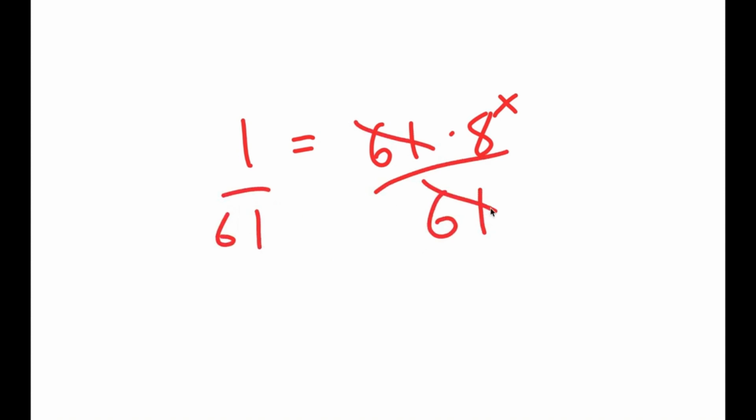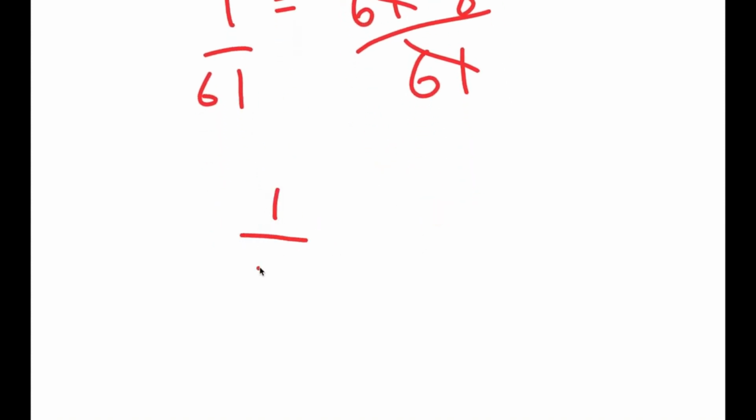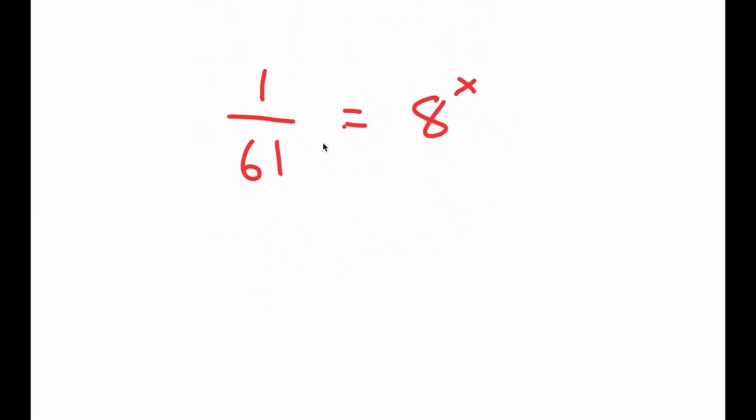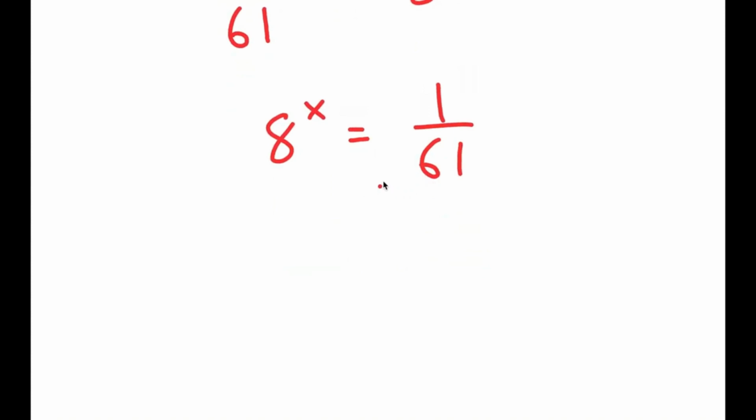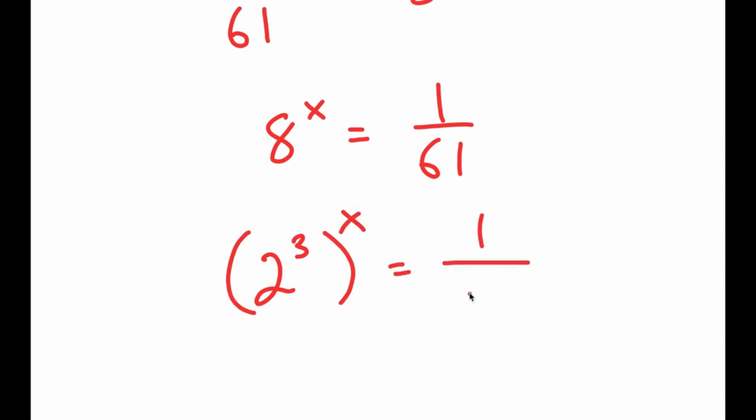So these two cancel out, and I get 1 over 61 is equal to 8 to the power of x. Let me just switch the sides of these, so I get 8 to the power of x is equal to 1 over 61, which is much simpler to solve. Now, from this point, we want to find a way to simplify both sides. Well, for my left-hand side, I can still simplify 8. 8 is the same thing as 2 to the power of 3. So I'm going to substitute in 2 to the power of 3 for 8. So I get 2 to the power of 3 to the power of x is equal to 1 over 61.